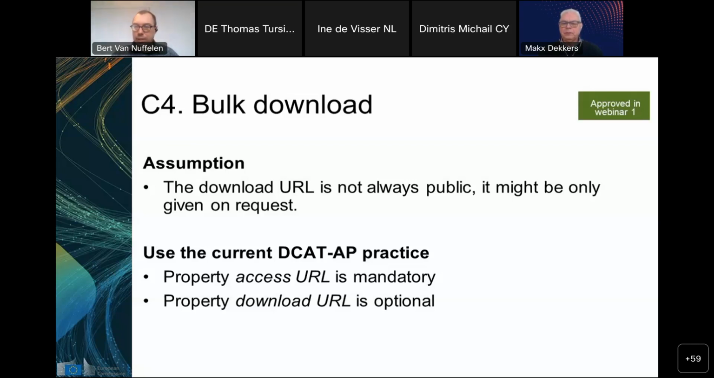What is in plain language the difference between access and download URL? An access URL is where you go to a web page where you find information on how to access the data. It might be that you read the text and it says you have to send an email to this person and then you get a link back. That might be an access URL. A download URL is really the HTTP URL where you just click on it, as you normally do on a portal, and you get the data downloaded.